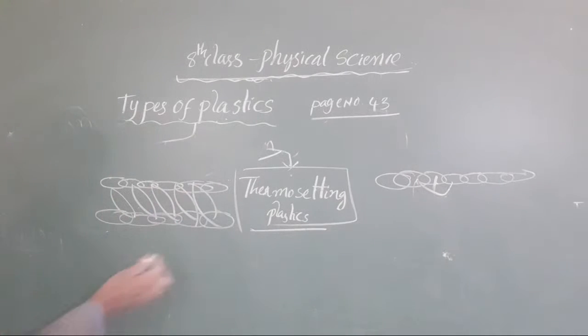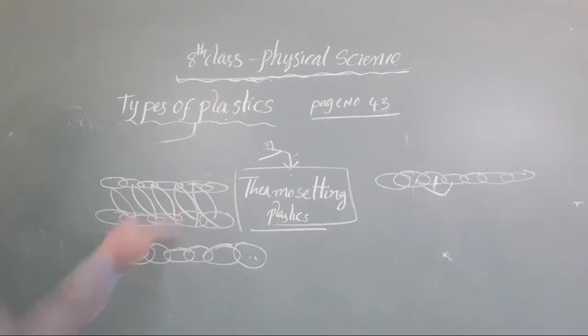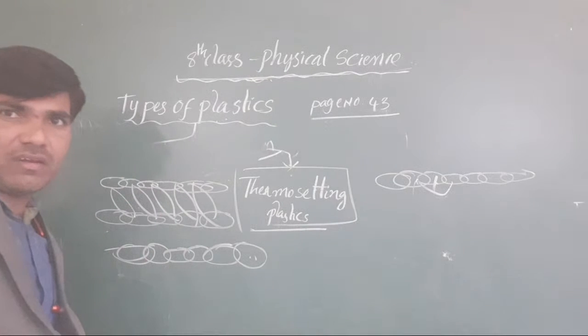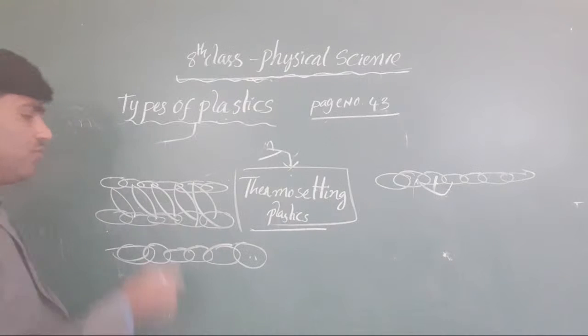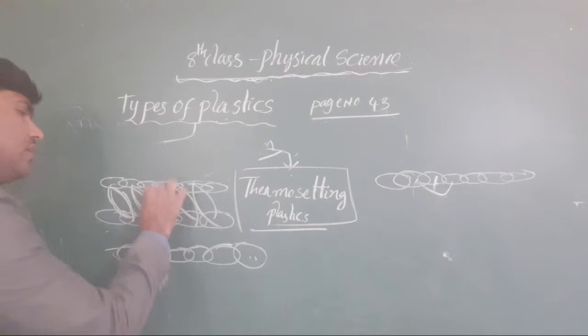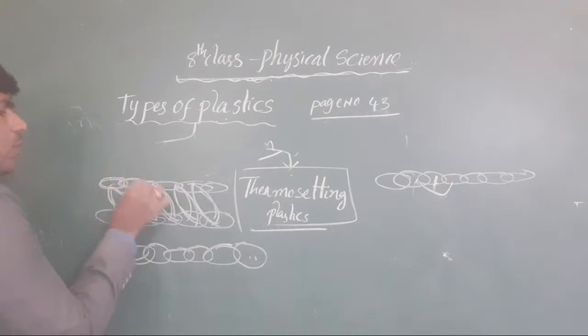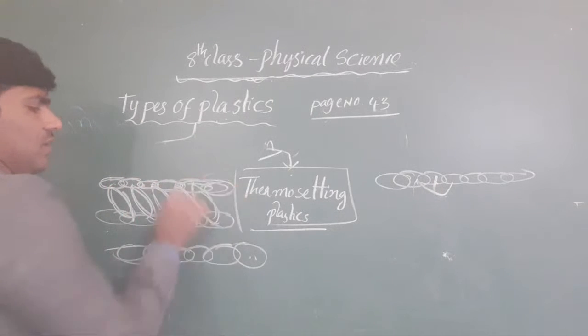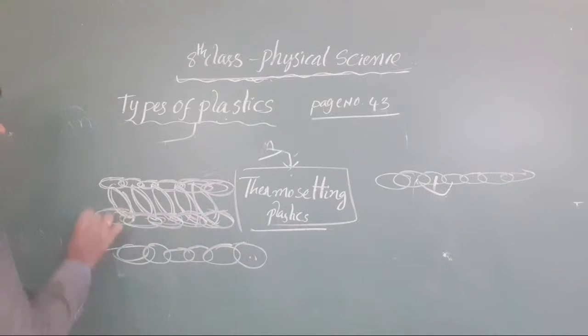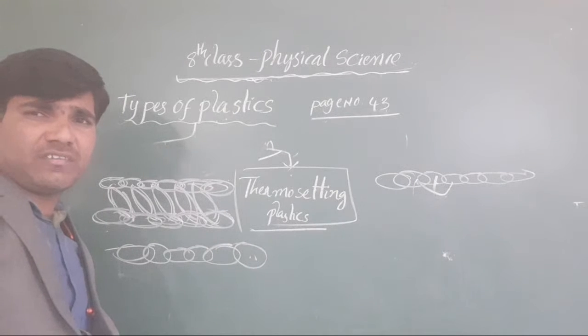When you take a thermoplastic, it simply contains shapes like these, long chain polymers. But when you take thermosetting plastics, the polymers are not only in the form of a long chain. They may be in a cross manner also. One is connected with another one, one is connected with another one, like this. That's why it is called thermosetting plastic. Got it? I hope you got it easily.